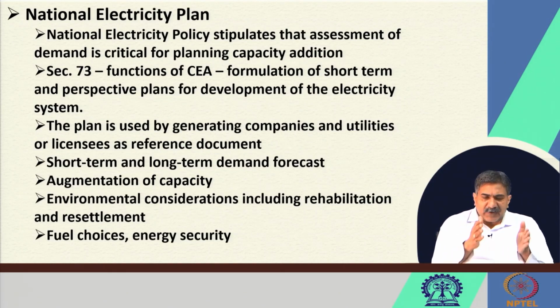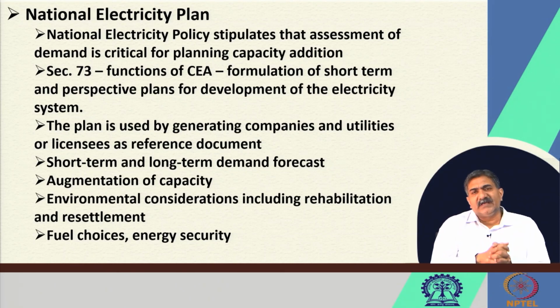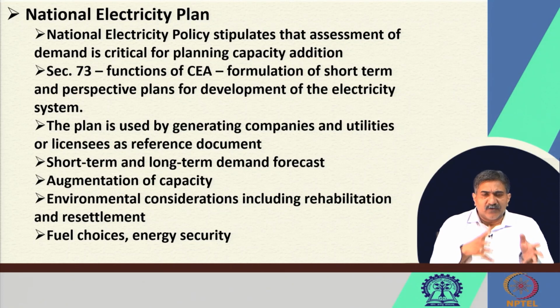As I said, the plan is something which has been prepared by CEA every 5 years. Now, this is a document on which the assessment of the market happens, and if you look at the language of section 73, which lays down the responsibility and identifies the function of CEA, it says that it has a function to formulate a short term plan and a long term perspective plan.